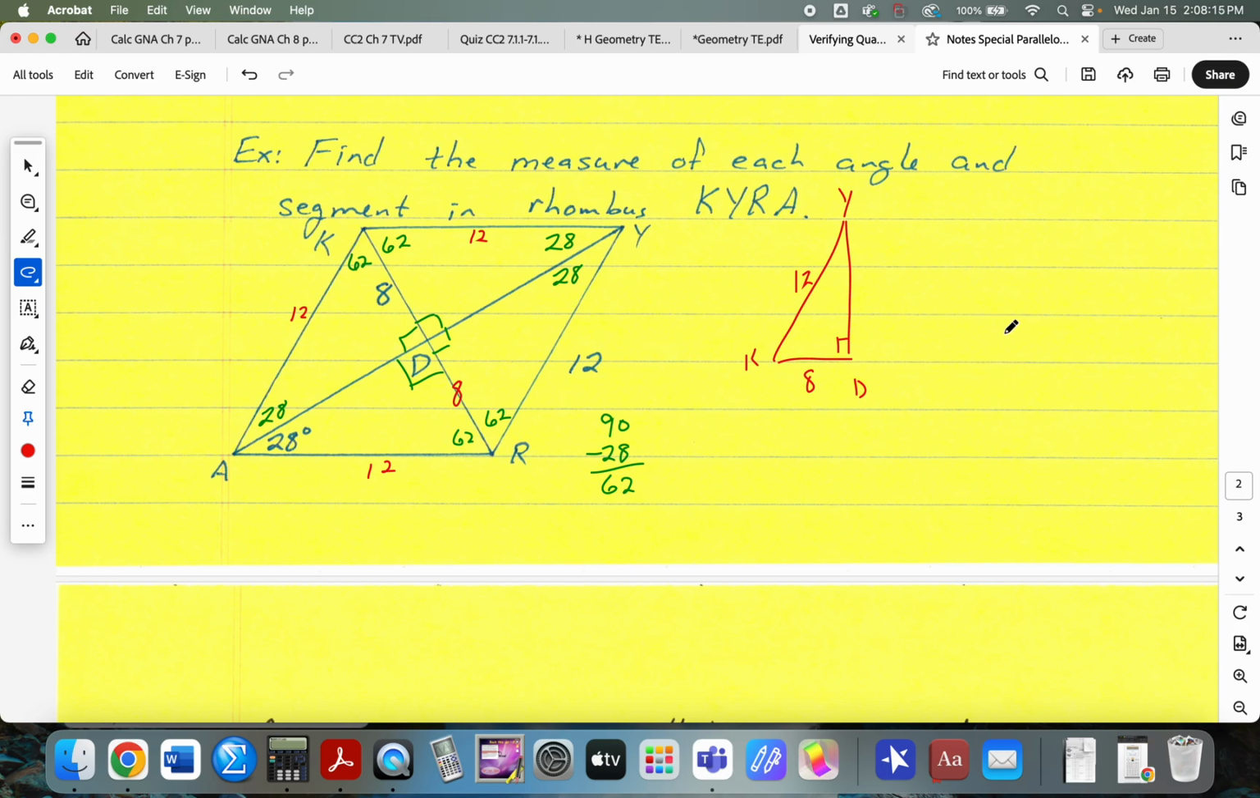Yeah, we're going to use the Pythagorean theorem again. We'll have 8 squared plus YD squared is equal to 12 squared. So that's 64 plus YD squared is 144. Subtract and we have YD squared is 80. So YD is the square root of 80. I need to simplify that. We haven't simplified a square root in a while.